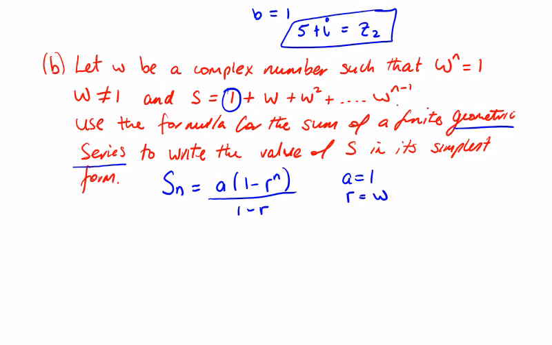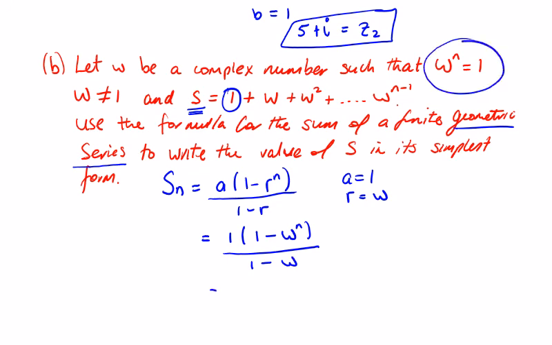So S then, the sum of all of these, is equal to a, which is 1, by 1 minus r, which is w to the power of n, over 1 minus w. And we're told here this w to the power of n is equal to 1. So this works out to be 1 times 1 minus 1, which is 0. So we're just going to end up with a 0 here. So it's equal to 1 times 0 over 1 minus w, which is equal to 0. Strange question.